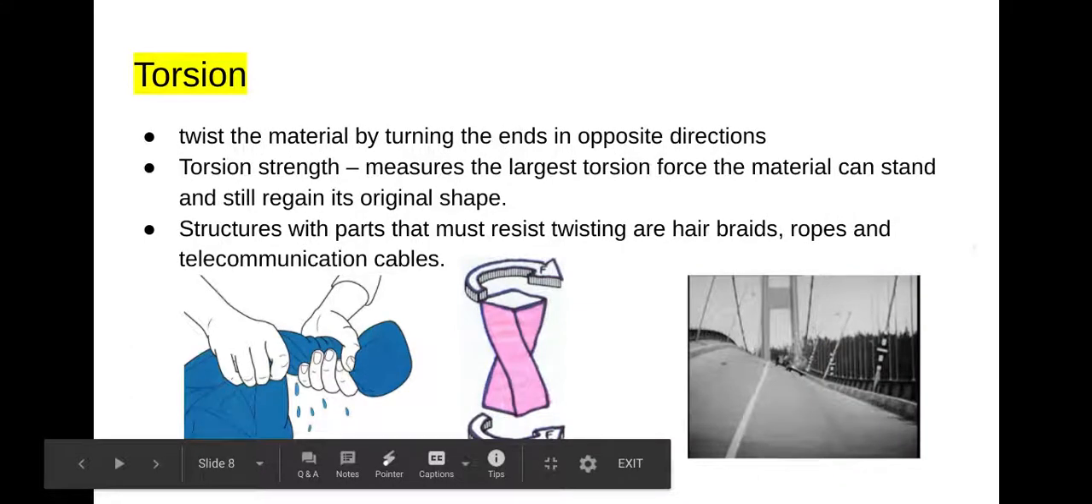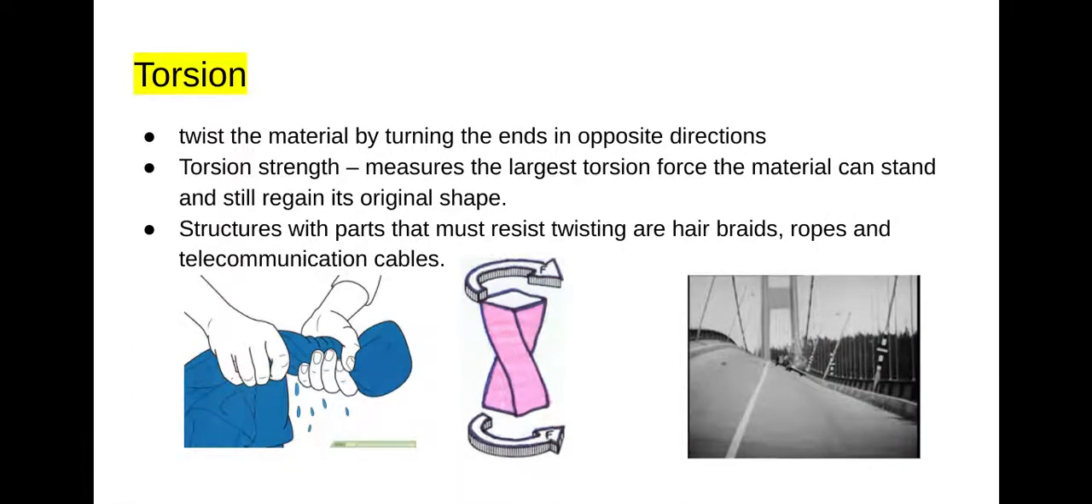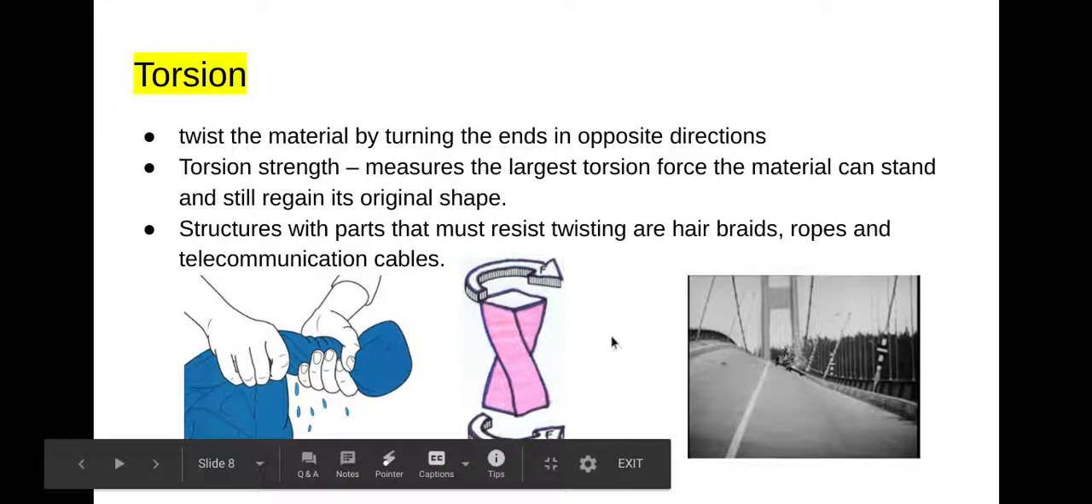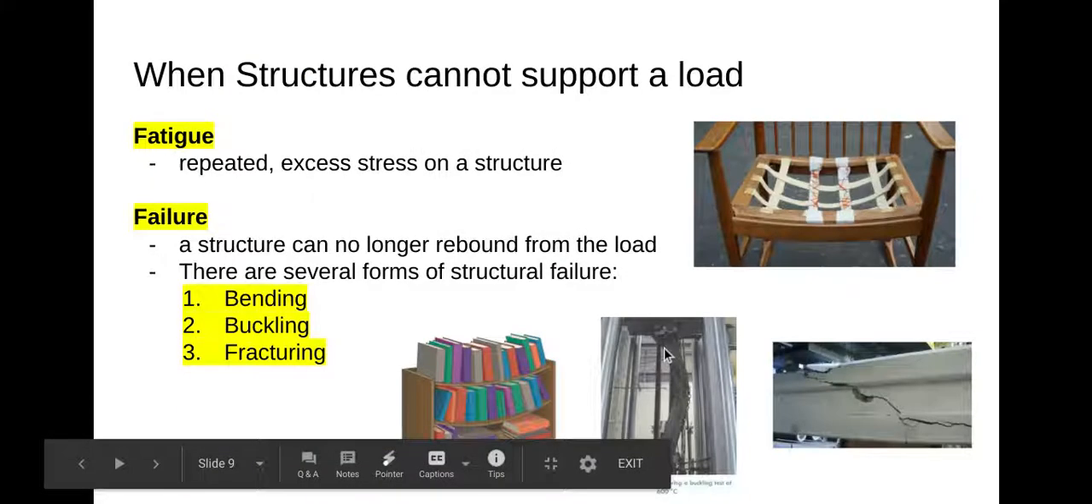Torsion is that twisting, so those two words there. It's turning the ends in opposite directions. Torsion strength is the largest amount of force it can stand before it breaks or until it can't regain its original shape anymore. Some structures that need to be able to resist this twisting are hairbands, ropes, clothing, and telecommunications, like phone cables, which all need to be able to do that. You can see this bridge did not have good torsion strength, and the bridge actually twisted.